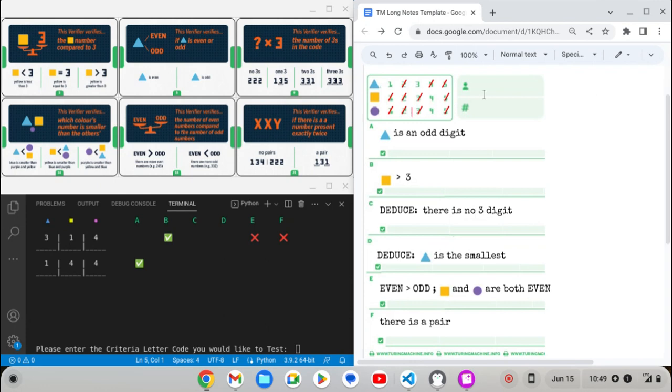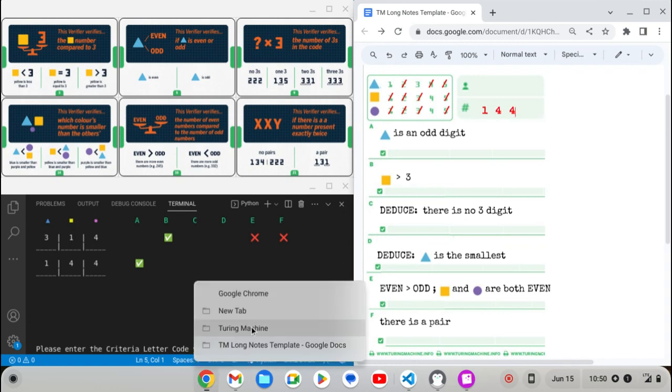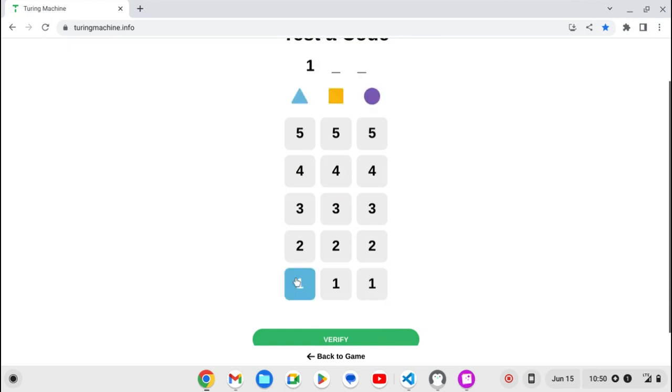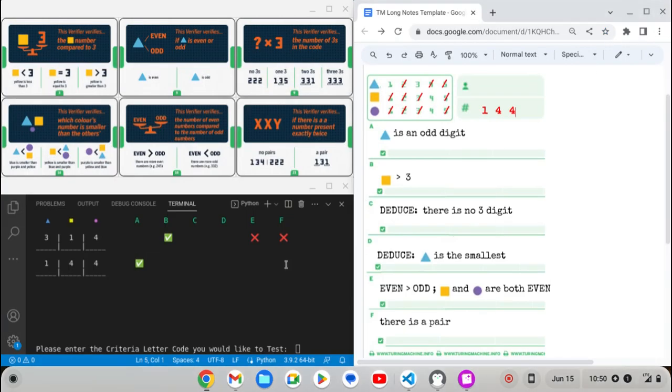Okay, and again, I am deducing that there is no 3 because of that redundancy. So I feel confident that it should be 144. Let's go verify. So let me just type it up here. So 144, let's go test. One, 4, 4. Fantastic. And because we tested less than the number of criteria cards, I feel very confident that we beat the Turing machine. Okay, so we tested B, E, F, and then A.